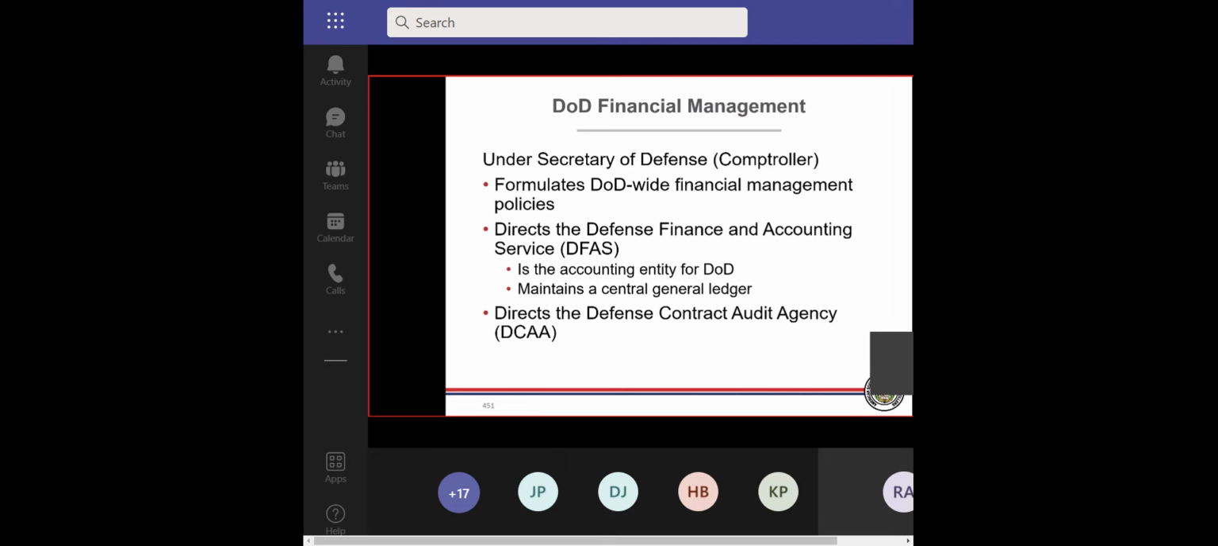Now the question is, why do that? Well, here's the answer. They maintain that central general ledger to control, summarize, and report results. How do we report results? Generating financial reports, financial statements. That's how you promulgate the results of your operations, what you're doing.